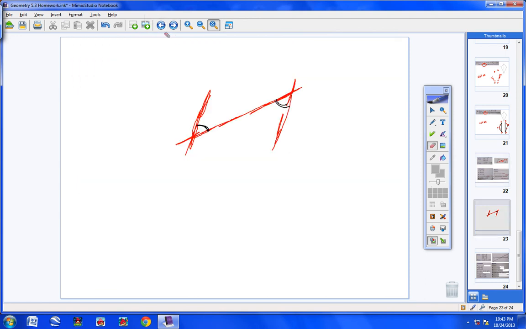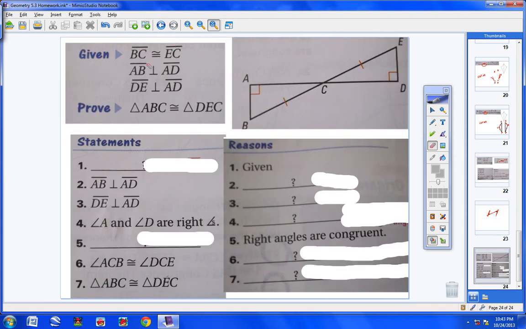Okay, one more problem and we're finally done. So congratulations to you guys. Last problem and we'll see how you do on this, okay? All right, first of all, they want us to give our given, okay? Now, here's our given right here. And here's what they want us to prove.